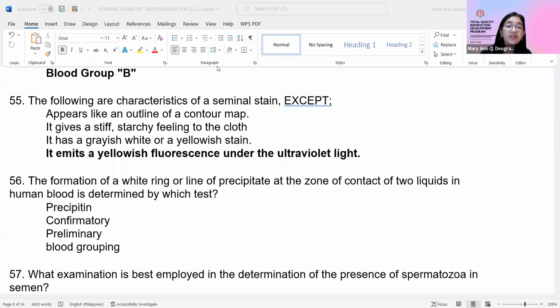Okay, precipitin. So from the word precipitate. Kung makikita niyo yung precipitate sa question, basta is for human blood. So ang keyword niya yan, human blood, is the precipitin test.